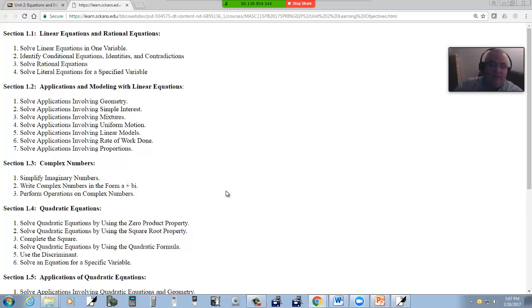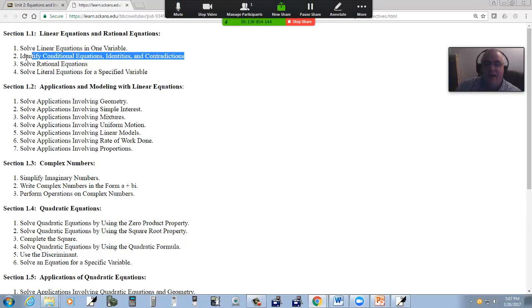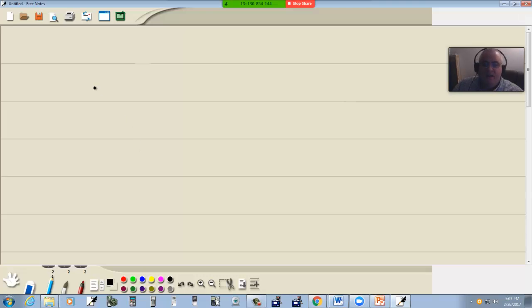And that was solving linear equations. Now identify conditional equations, identities, and contradictions. Let's say I'm working a problem down, going along, those are steps you can't see, and I come up with an answer. If you come up with an answer, that's a conditional equation. It means that the original equation is conditionally true when x is equal to 3. It's the only time it's true.